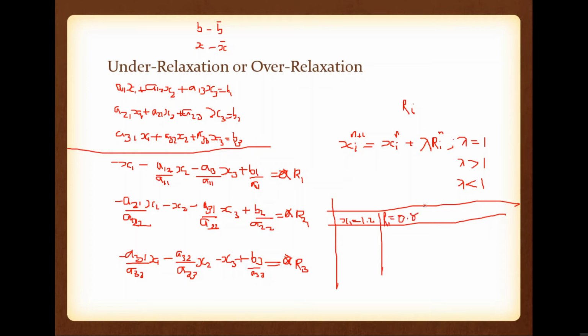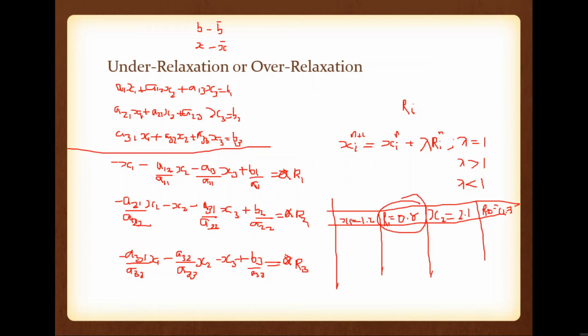Okay. Now x2 value is say 2.1 and R2 value is say 0.7. Then if you are using normal relaxation, what we are doing? We are comparing the relaxation means residue value. So this is 0.8 and this is 0.7. So this one is picked. Okay. So by using this value, this x1 is modified.